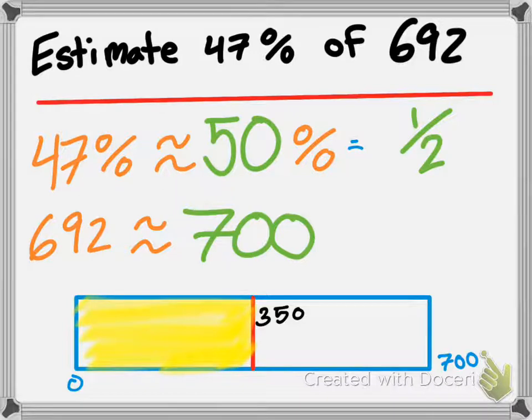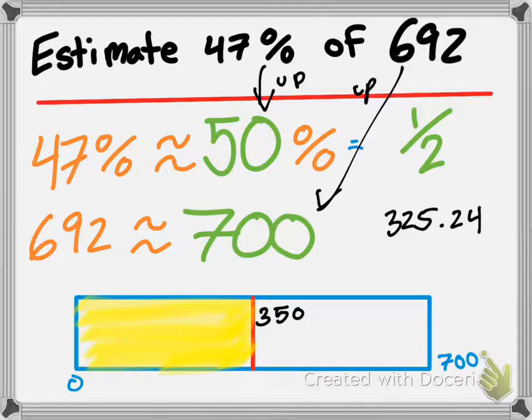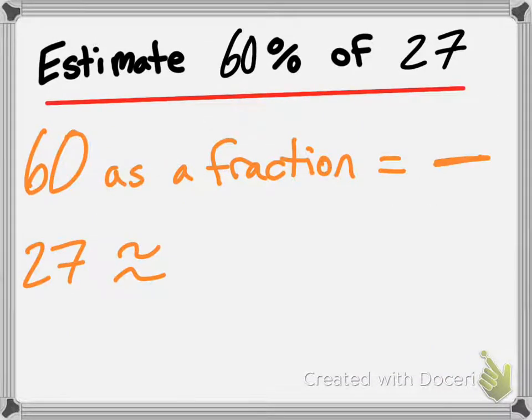If I found exactly 47% of 692, I'd find out that my answer is 325 and 24 hundredths. Hey, those are pretty close. They're not even 25 apart, and that's a pretty good thing, especially because we had to round this up. So, of course, our end answer is going to be up. Great job.